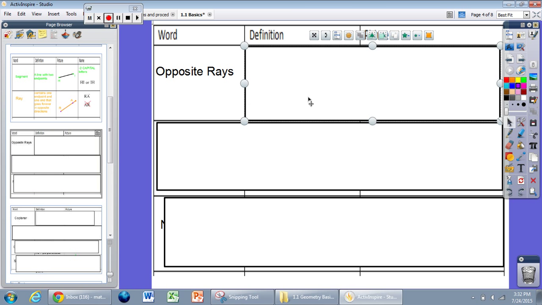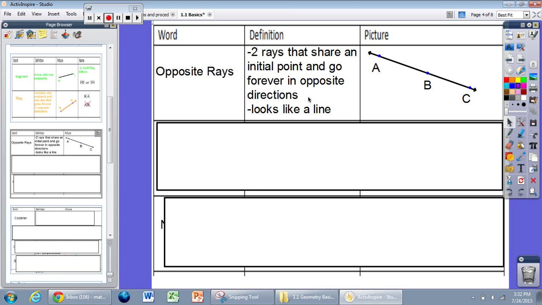Alright, we have opposite rays. So opposite rays are 2 rays that share the same initial point, and then they go on forever in opposite directions. These kind of look like lines. So if you're looking at this picture here, I have right here this first ray, BA, and we're going to go ahead and draw this, and you're going to not make fun of my handwriting because it's a little difficult to draw with a mouse. So BA, and then we have BC.